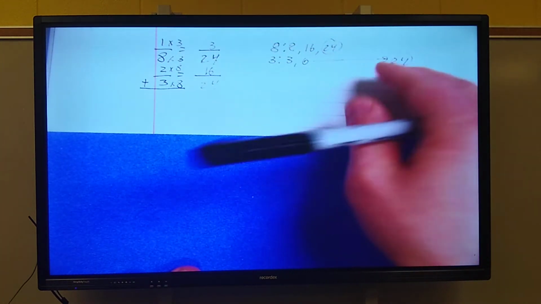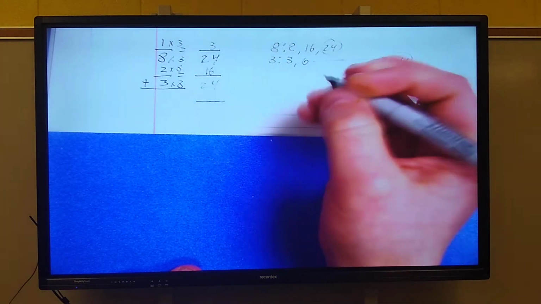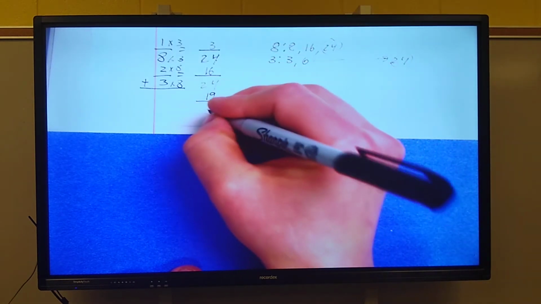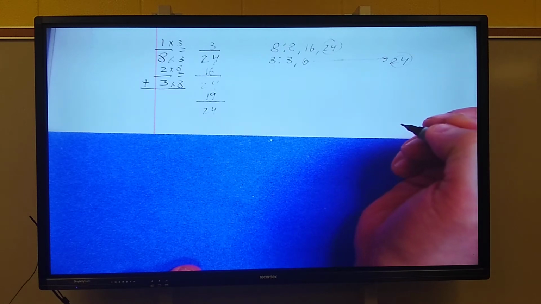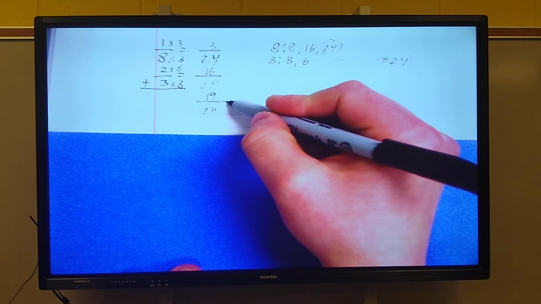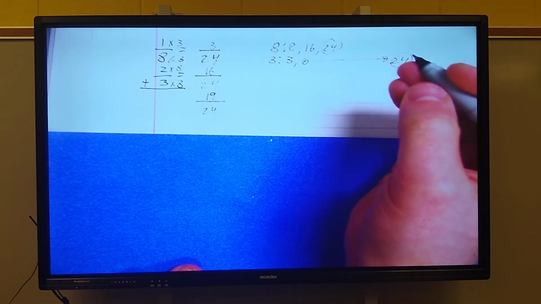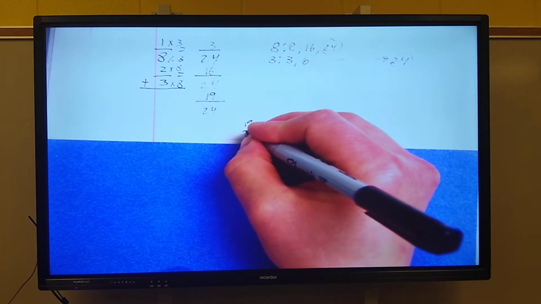Very good. Now, all I have to do is add my numerators. 3 plus 16 is 19. 24 is the denominator. I have to ask myself the 2 important questions. Is this an improper fraction? No. Now I got to ask myself the second question. Is it in simplest form?